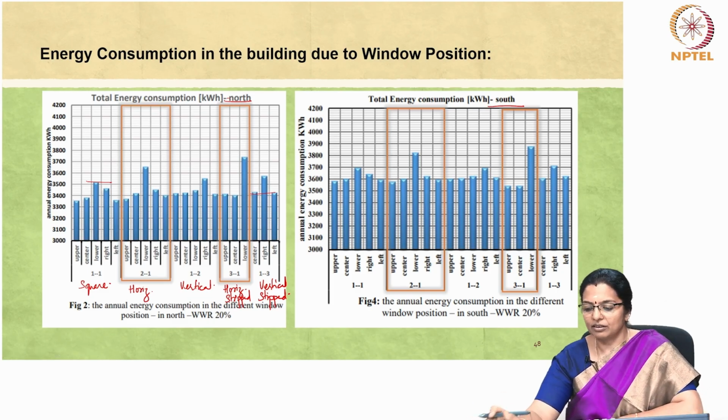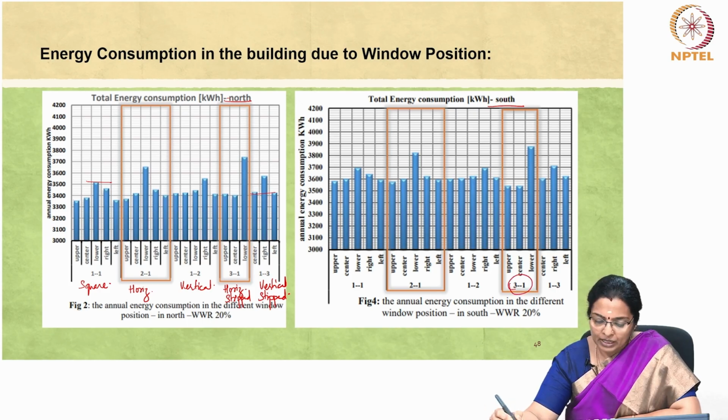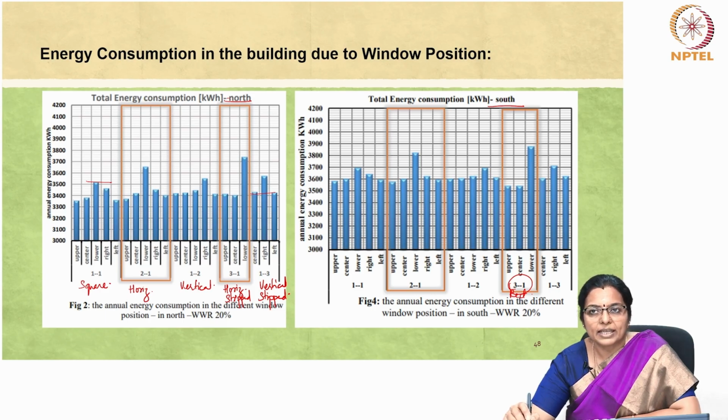When it comes to the southern facade, there is some difference. The energy consumption notably exceeds that of the northern wall and the eastern facade. Among the various window configurations, the rectangular window with 3:1 ratio positioned at the upper part of the wall records the lowest energy consumption for this facade. This is followed by the window in the center of the wall and then the upper part of the wall with ratios 2:1 and 1:1 respectively.